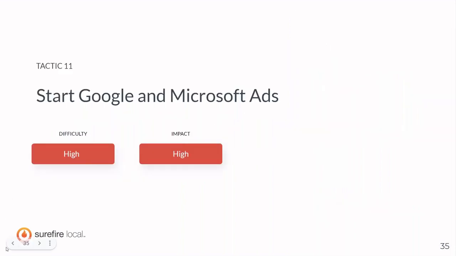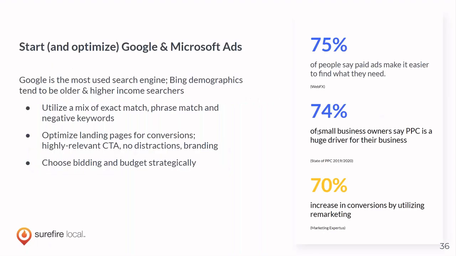Tactic 11, building ads. This is a very high difficulty with an extremely high impact, and it can always be resolved when you find a great source and a great company that can help you with this avenue, such as Surefire Local. So let's dig into it a little bit.